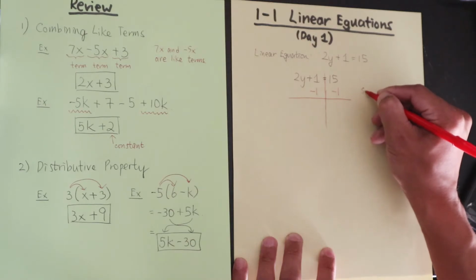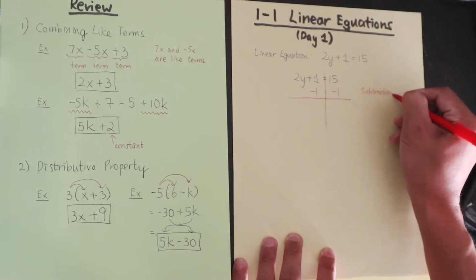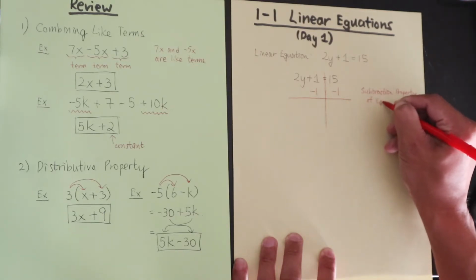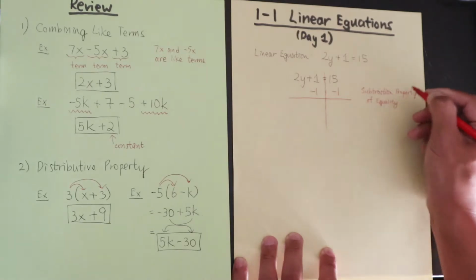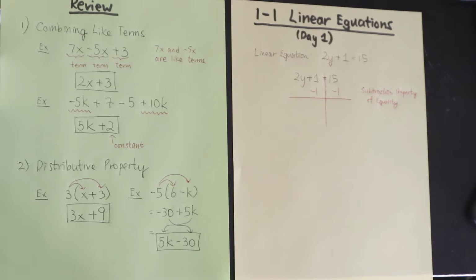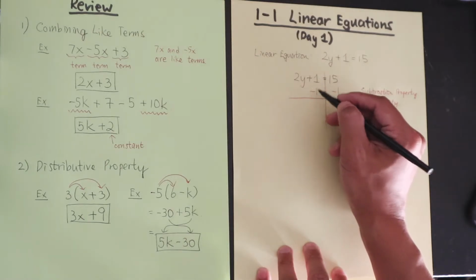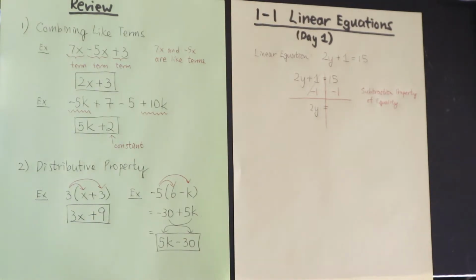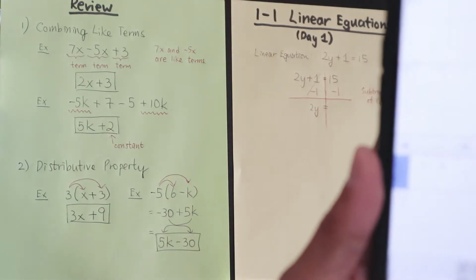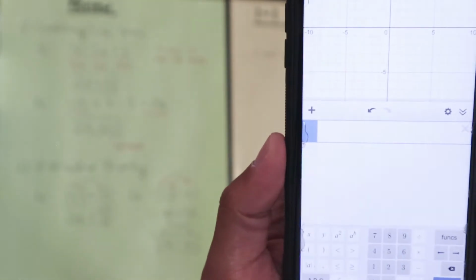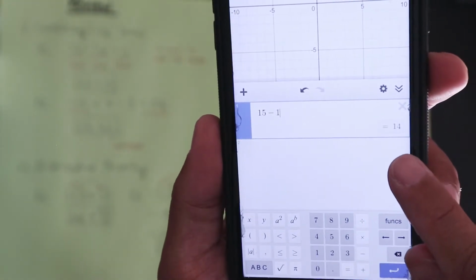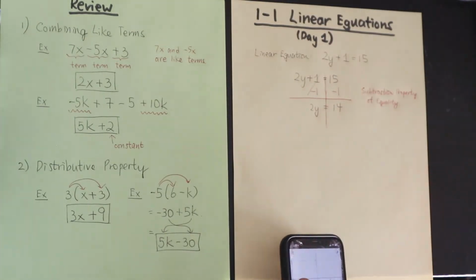And we're using something called the subtraction property of equality. That's the name of the step. Subtraction property of equality, because we're subtracting from both sides of the equation. So plus 1 and minus 1 cancel, because that becomes a 0. So 2y is equal to... and if you want to double check what 15 minus 1 is, again on the decimals calculator, you do 15 minus 1 like this, and it becomes 14. So 2y equals 14.